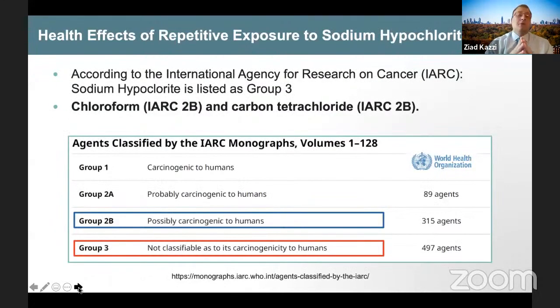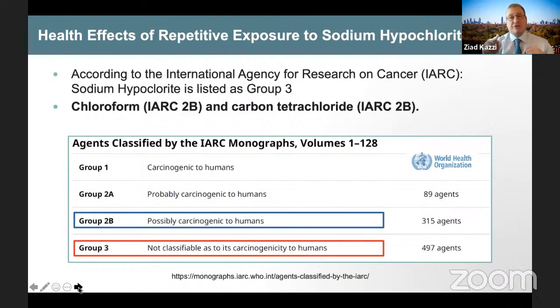Finally, cancer. There's good news and bad news. The good news is that as of now, when you look at the International Agency for Research on Cancer, IARC, sodium hypochlorite is not classifiable as to its carcinogenicity in humans. So there are not enough studies in animals or humans to assess properly the risk of cancer from sodium hypochlorite. But remember, I told you there are some byproducts that can be released when you use sodium hypochlorite.